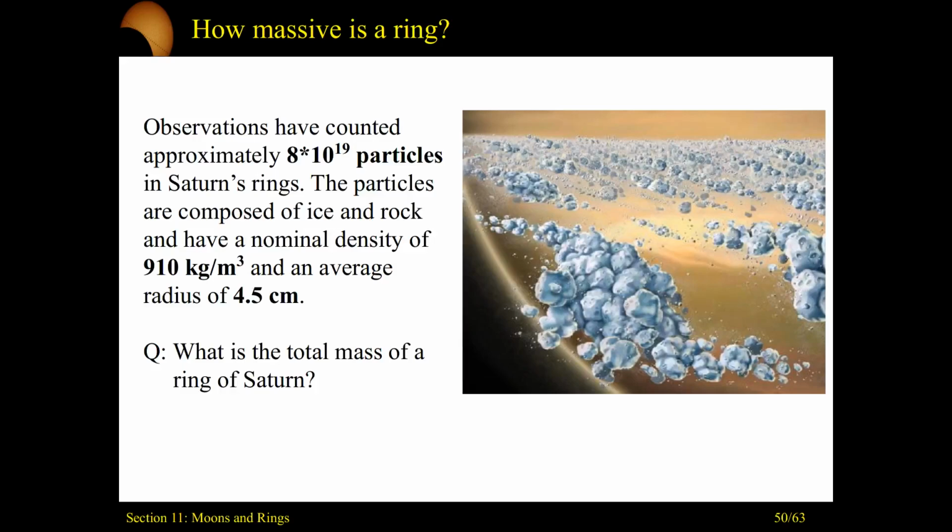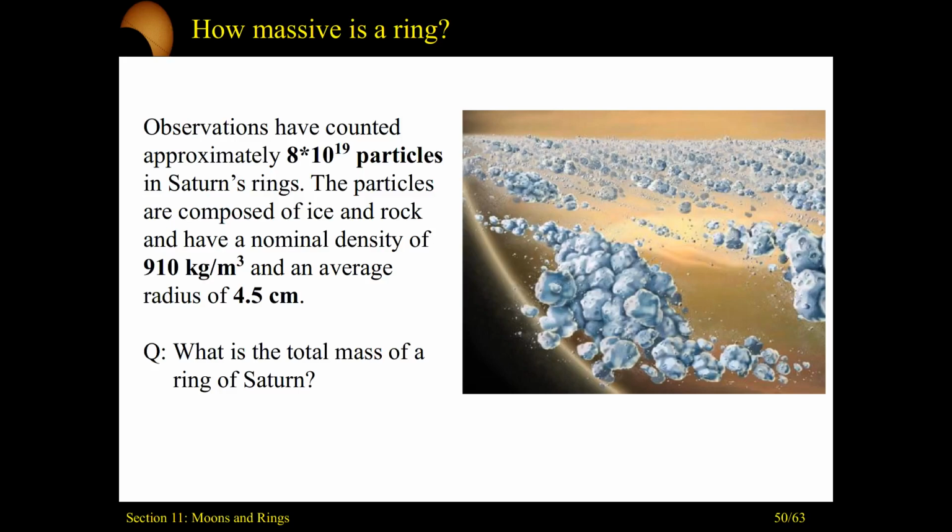Let's set up a new type of problem, and let's ask ourselves, how massive are the rings of Saturn? So let's take some facts and observations. Astronomers have looked out there, and we've found approximately 8 times 10 to the 19th particles floating around in Saturn's rings.